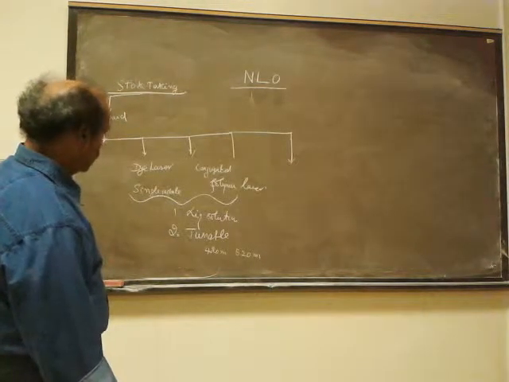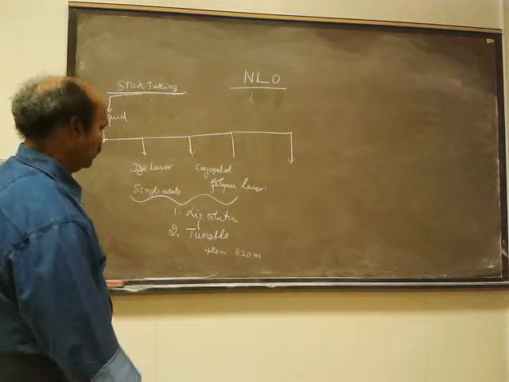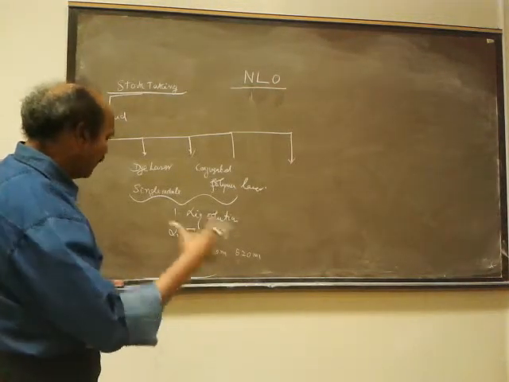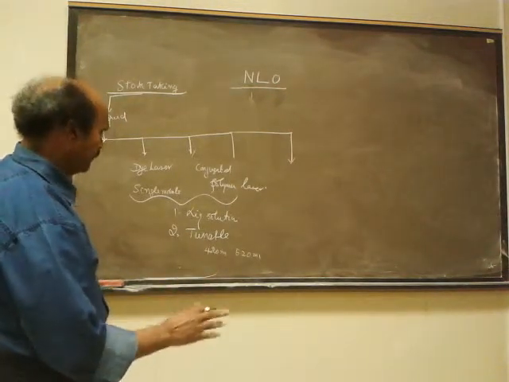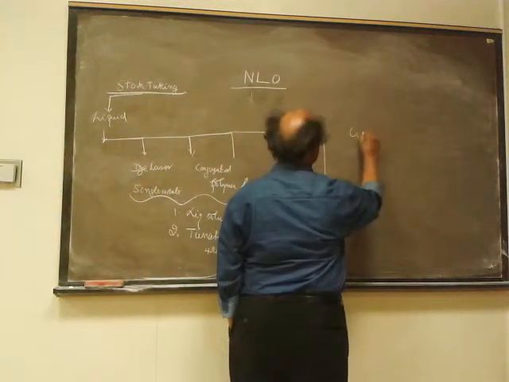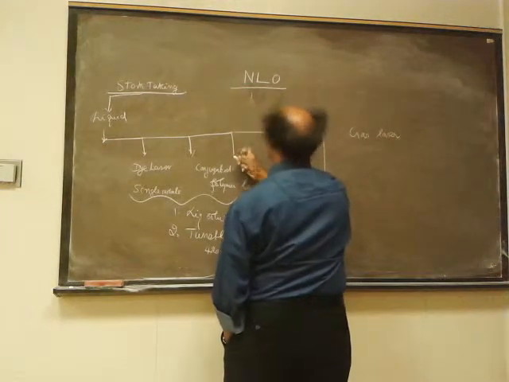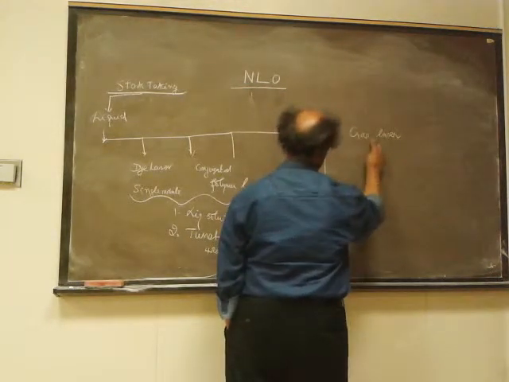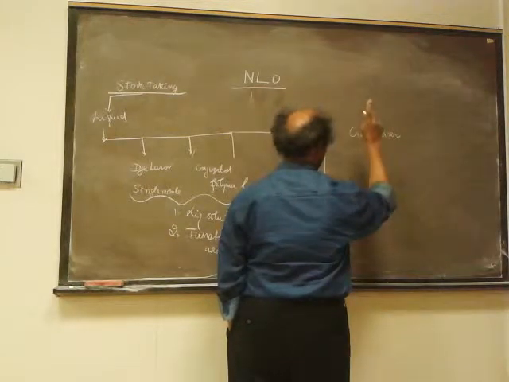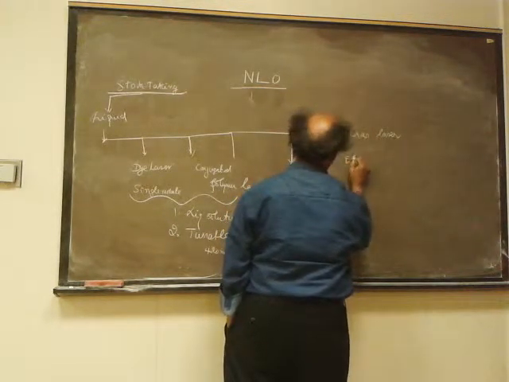Whatever I said about dye laser is very similar to conjugate polymer laser. So you do the same kind of preparation, everything. The big difference between, look at this, gas laser and the liquid laser is, for gas lasers, the only way to produce population inversion is electrical discharge.